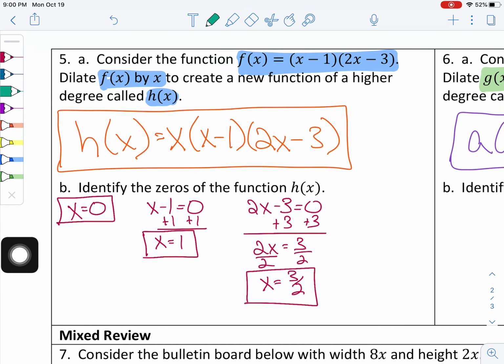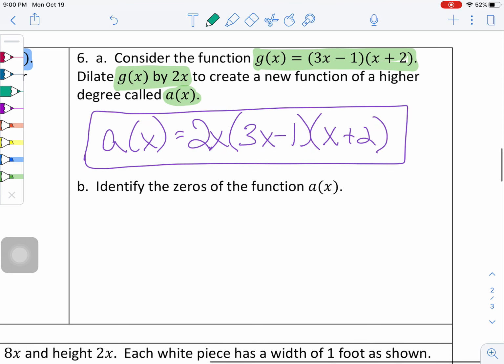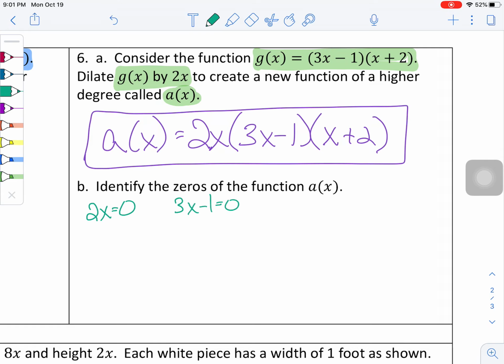All right, last problem here for this video. I'm going to slide over to problem number 6. We have a of x, which has factors of 2x, 3x minus 1, and x plus 2. We want to identify our zeros. So we're going to take each factor. In this case, I'm going to do 2x equals 0. And do 3x minus 1 is equal to 0. And x plus 2 is equal to 0.